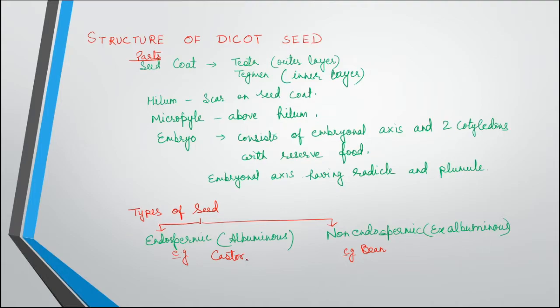Now, types of seeds. There are two types of seeds. If the endosperm of that seed is left behind, not consumed by the embryo, then it is known as endospermic or albuminous seed, for example in castor seed. In some plants like bean, leguminous seeds, no endosperm is left behind, which means all the endosperm is consumed by the developing embryo. Such seeds are known as non-endospermic or ex-albuminous seeds.